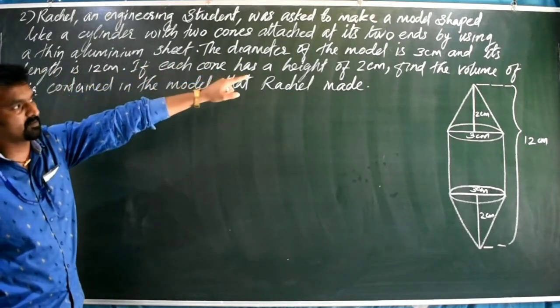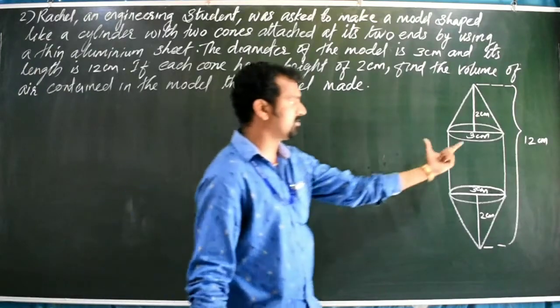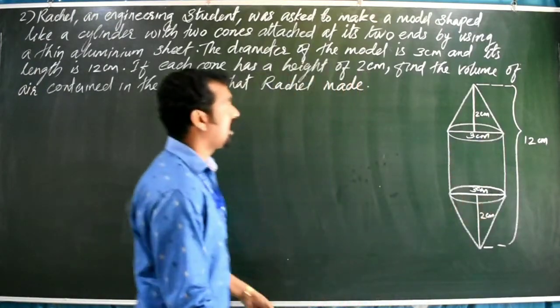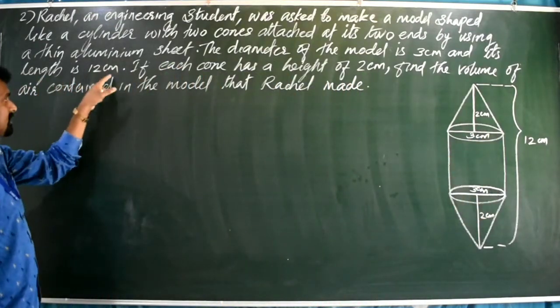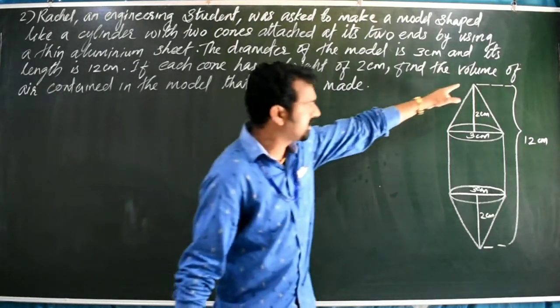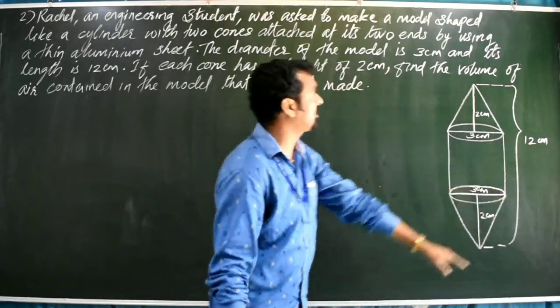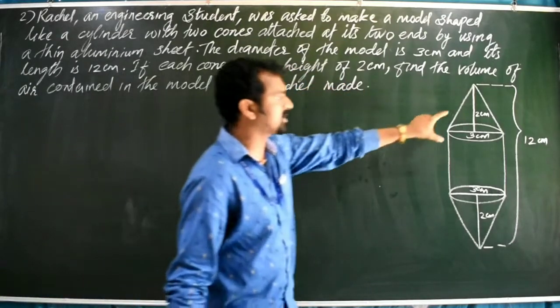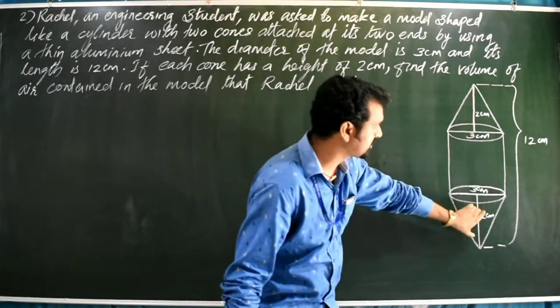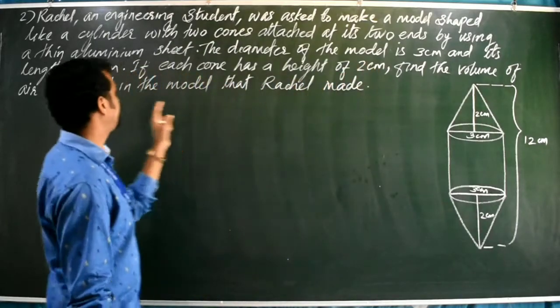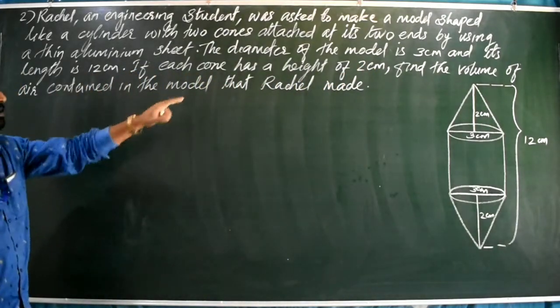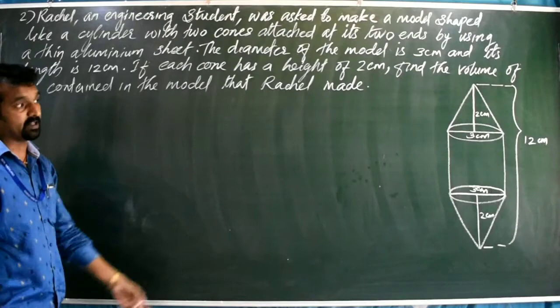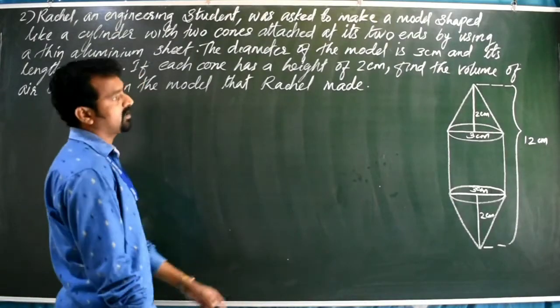The diameter of the model is 3 centimeter, and its total length is 12 centimeter. Then it is given that each cone has a height of 2 centimeter. Find the volume of air contained in the model that Rachel made. We want to find out how much air is there inside that model.